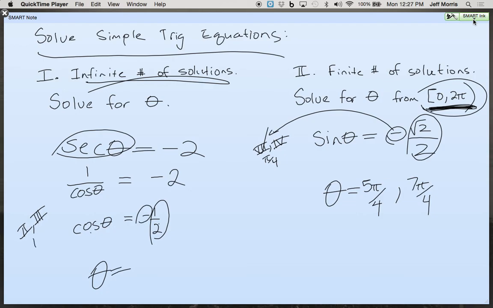Pi over 3. So now you go, okay, let's do quadrant 2 first. What angle in quadrant 2 has a pi over 3 reference angle? 2 pi over 3. Now stop. Now you've got to give me all the solutions. So not only do you have to give me 2 pi over 3, you have to give me every angle that's coterminal with 2 pi over 3. And how do you do that? Plus 2 pi k. You've got to remember to put the plus 2 pi k on it.